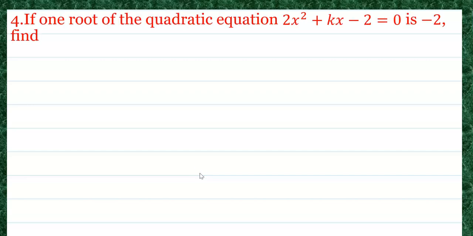Okay. Now the question number 4. If one root of the quadratic equation 2x square plus kx minus 2 is equals to 0 is minus 2, then find the value of k.